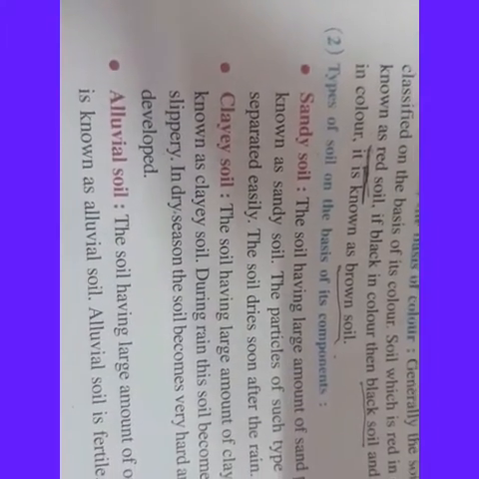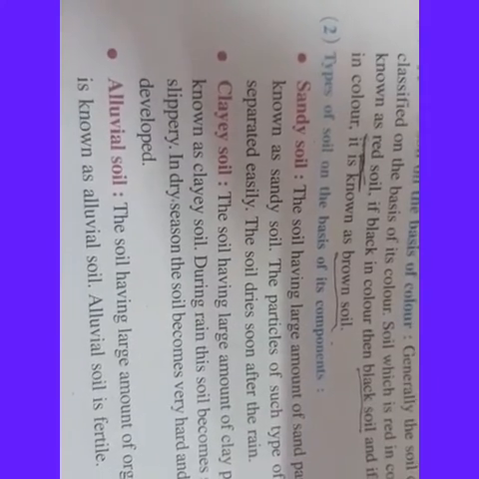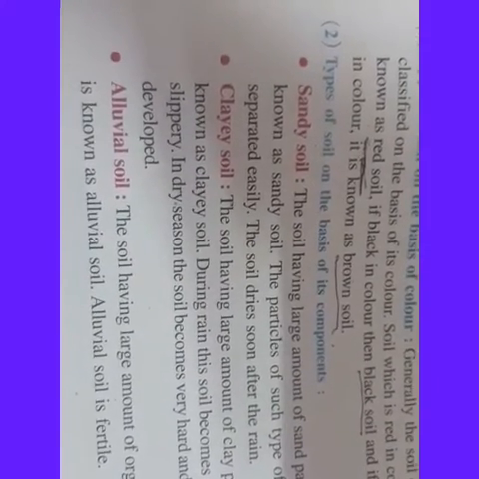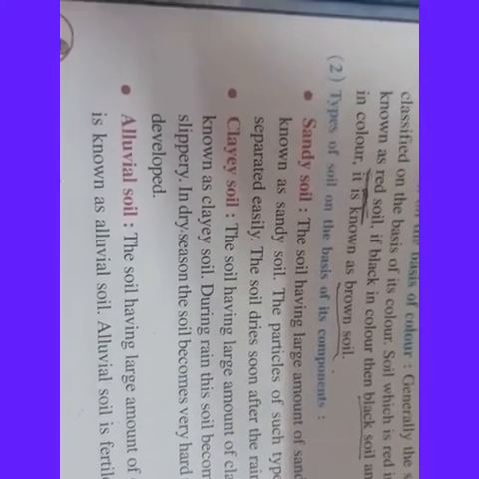Now second is types of the soil on the basis of its component. What different components are present in the soil, and the component which is largest in the soil, that type of the soil it is. If the proportion of sand is more in the soil, then it becomes a sandy soil. If the proportion of clay is more in the soil, it becomes clay soil. And if the proportion of silt is more or the organic matter is more, it becomes the alluvial soil.